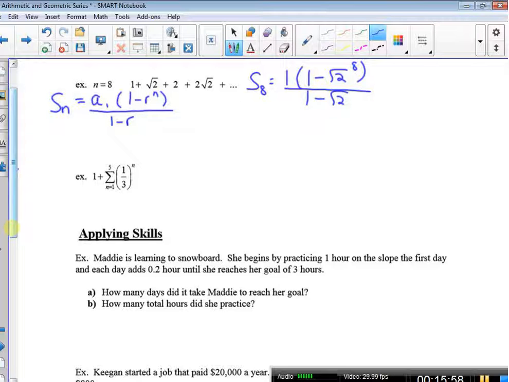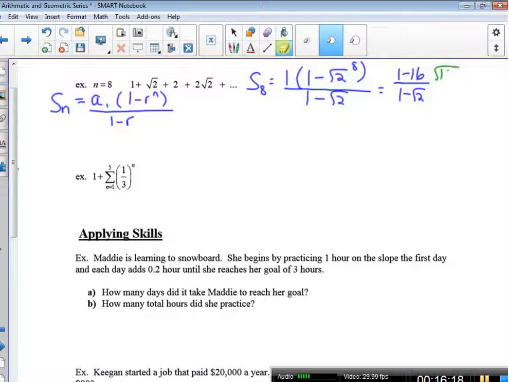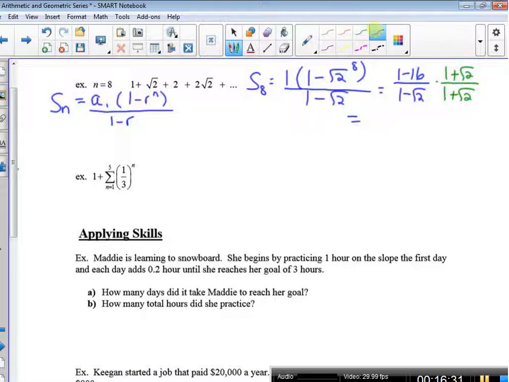So I think we'll just leave this one in terms of a radical. Radical 2 to the 8th is nice because the exponent is even, so it turns out to be 16. So this is 1 minus 16 over 1 minus radical 2, and we'll just rationalize that. So I wrote that wrong, hold on. We will multiply by 1 plus radical 2 over 1 plus radical 2. This is negative 15, by the way, up there.